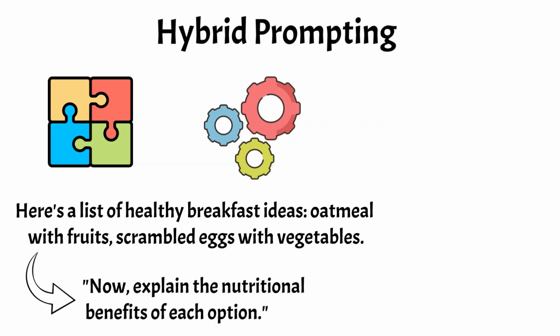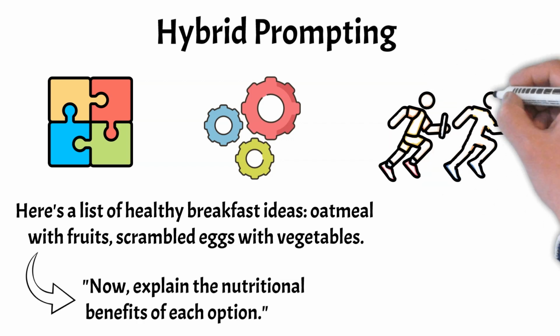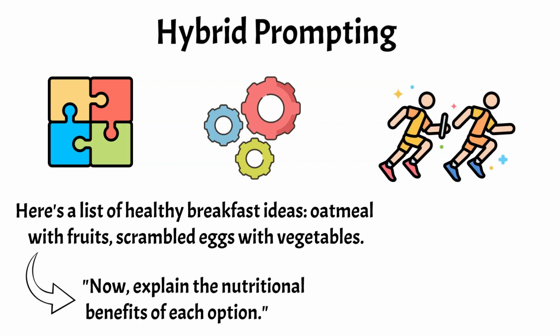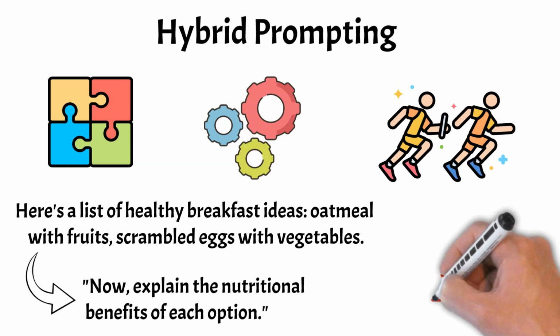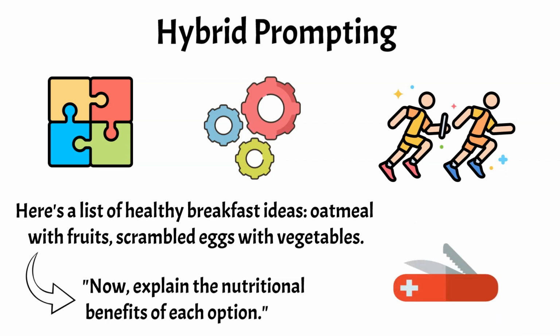This example combines few-shot learning, which provides initial context and examples, with chain-of-thought prompting, where the AI is prompted to continue the discussion based on the initial context provided. This method allows for more flexible and robust interactions, as it can adapt to various tasks and requirements by integrating multiple techniques, resulting in more accurate and contextually relevant outputs.